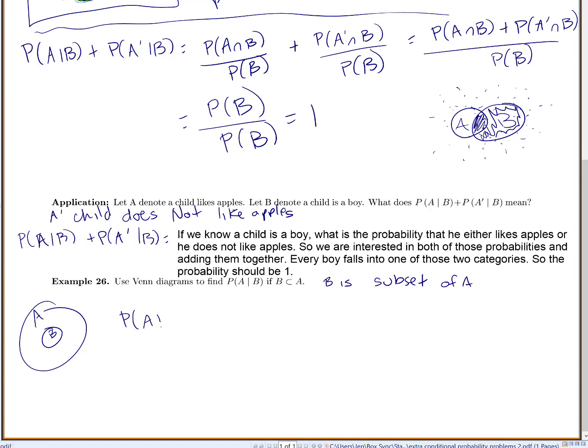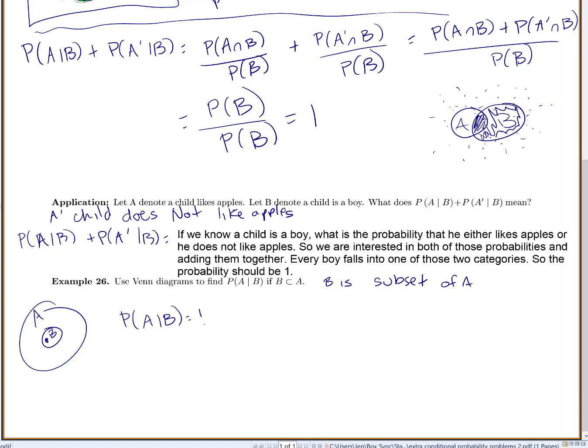So we're looking for the probability of A given B. It's saying, if you know that B happened, what's the probability that you're in A? Well, if you know that B happened, that means you're somewhere inside this circle in B. But if you're inside B, are you also in A? Yes, so the probability has to be 1. So again, if you know you're inside B and B is inside of A, then you have to be inside of A. So that probability should be 1.